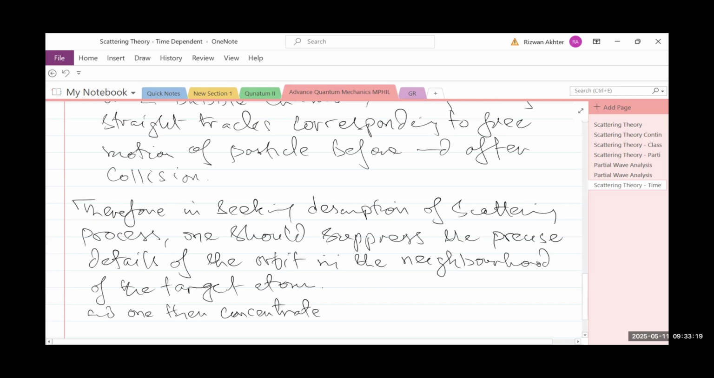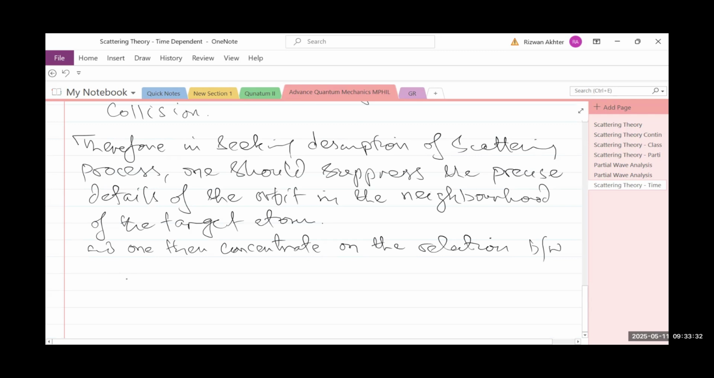So we concentrate on the relation between the asymptotically free incoming and outgoing trajectories.